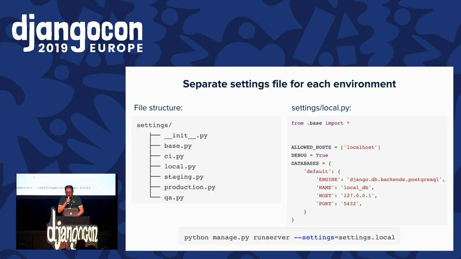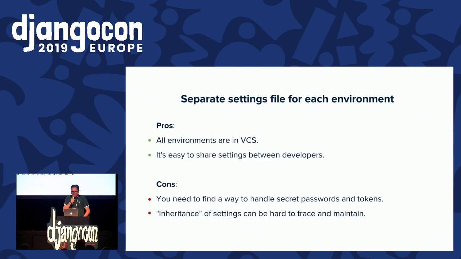The next approach is a separate settings file for each environment. With this approach, you separate your settings by environment. Still, you have this base file, so it's like an extension of the previous method. It solves the issue of different environments in the version control system, and it's easy to share settings between developers, but still you need to somehow handle secret data, and still you have this inheritance.